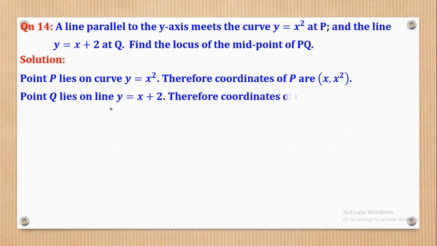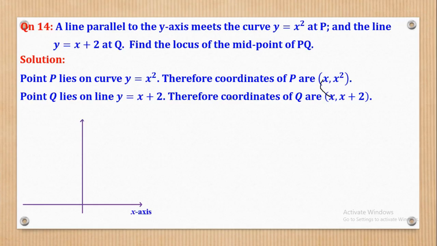What about point Q? Point Q lies on this line, meaning that it will be x, x plus 2. So it would have been xy, but we already know that y is equal to this, so we shall replace it to give you that. So one may be wondering why we're using same case x. It is because they told us the line is parallel to the y-axis, meaning that the x coordinates will be the same.